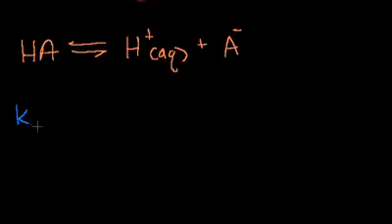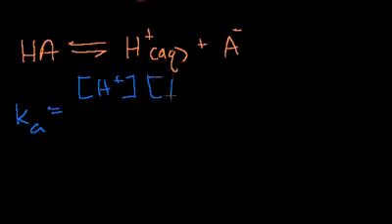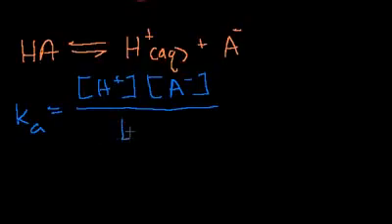The equilibrium constant here is equal to the concentration of our hydrogen proton times the concentration of our conjugate base. When I say concentration, I'm talking molarity, moles per liter, divided by the concentration of our weak acid. Now, let's take the negative log of both sides of this equation. Actually, let me do something. Let's solve for hydrogen concentration.